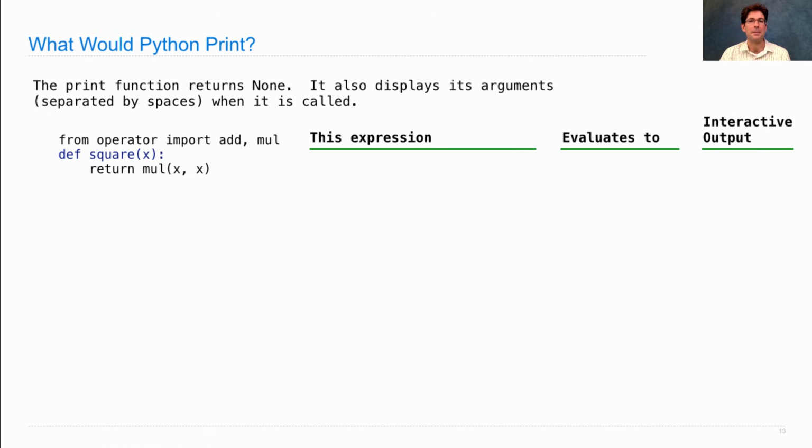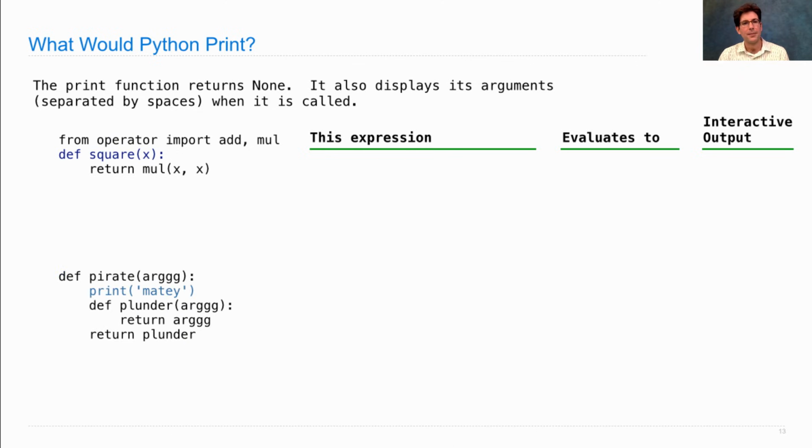Let's do another one. The more practice, the better. So same format, same from operator import add and mul, and define square. But here's a new function. Define pirate of arg, which prints matey, and then defines plunder of arg and returns arg. And then that returns plunder. We have the same basic structure here, but this is a different function with different behavior. Not because the names are different, but because of what the inner def statement says.